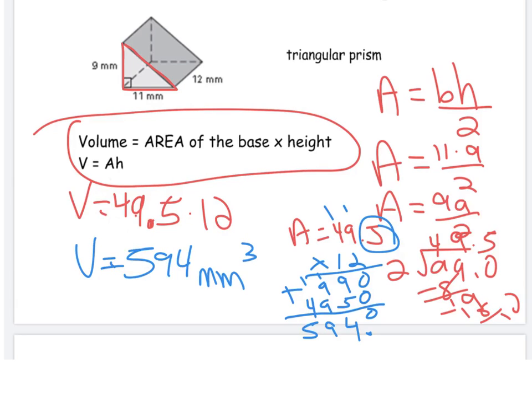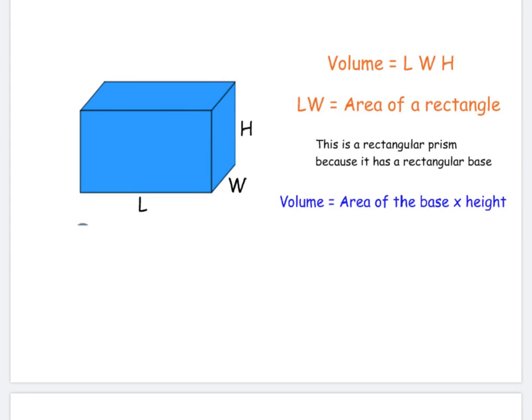So the trick when you have a different kind of prism besides a rectangular prism is you have to identify what the base is, and find the area of that base before you can find the actual volume. When you fill a container, the bottom is what's covered first, which is the area of the base, and then whatever you're filling the container with will rise to the top, which is why you multiply it by the height.